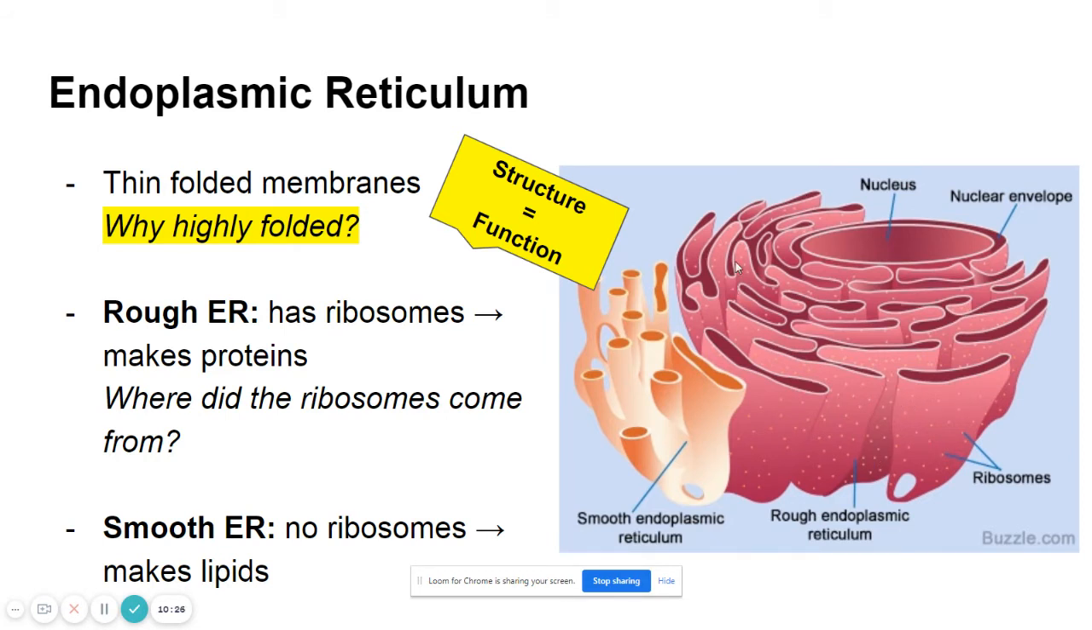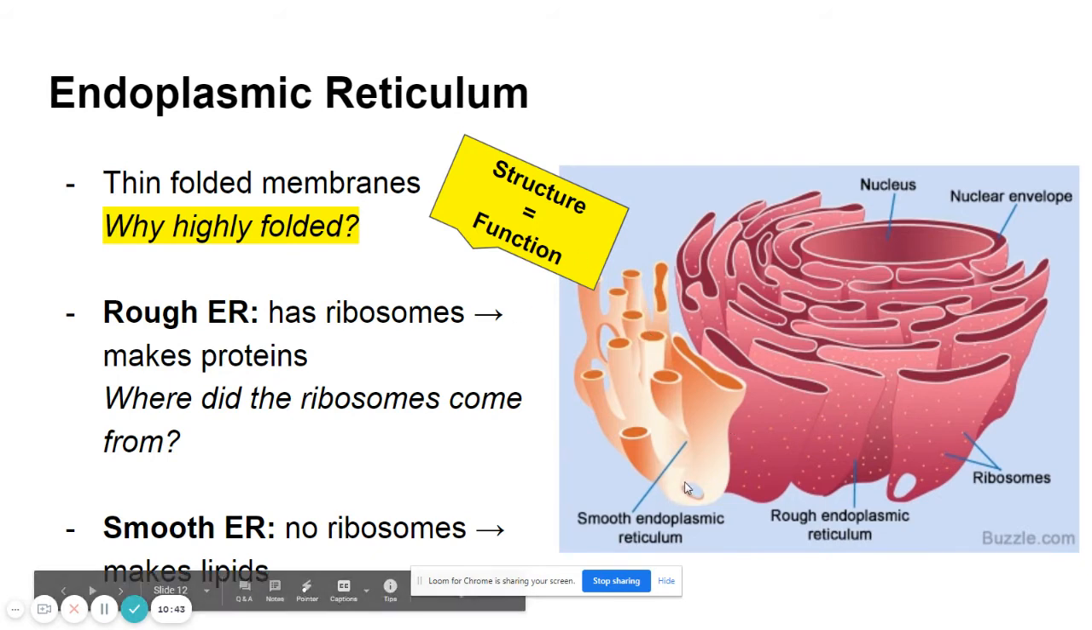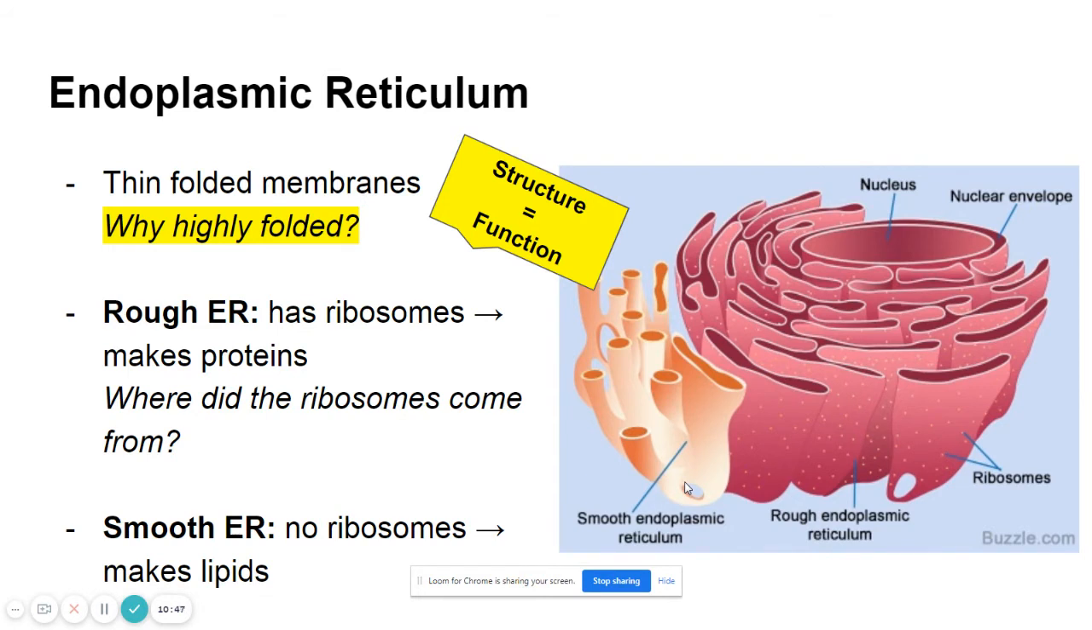The rough ER then uses these ribosomes in order to make proteins. So that's the main function of the rough ER. Since it has the ingredients for making proteins, it will be able to make the proteins for the cell. On the other hand, the smooth ER does not have any ribosome. It lacks ribosomes. So since it doesn't have the ingredients for making proteins, it can't make them.